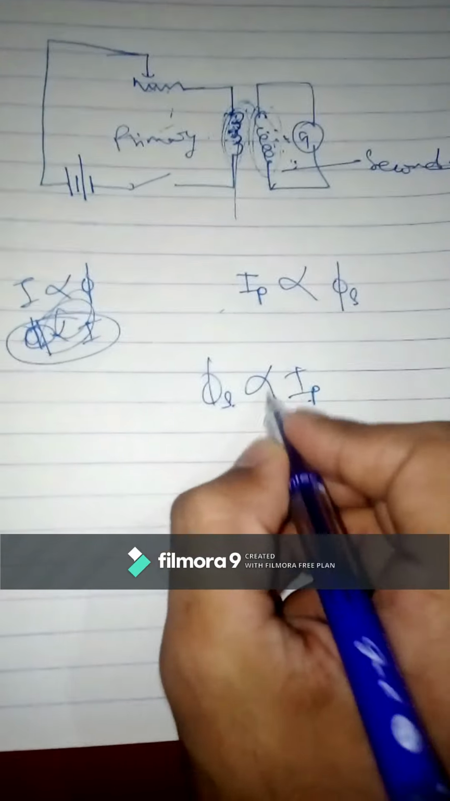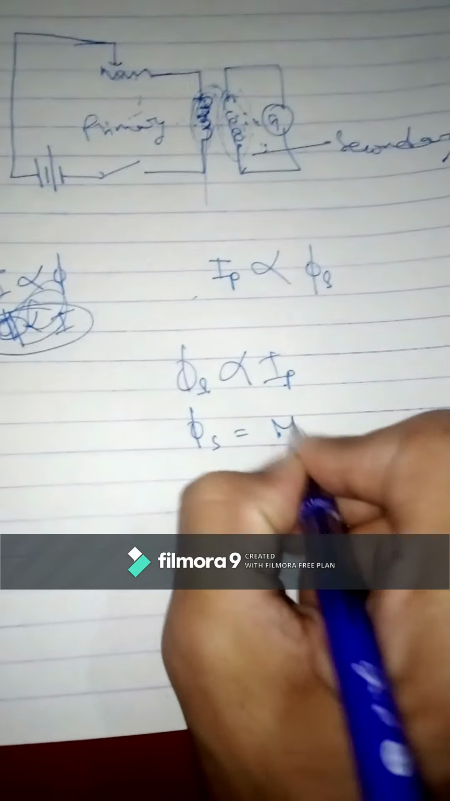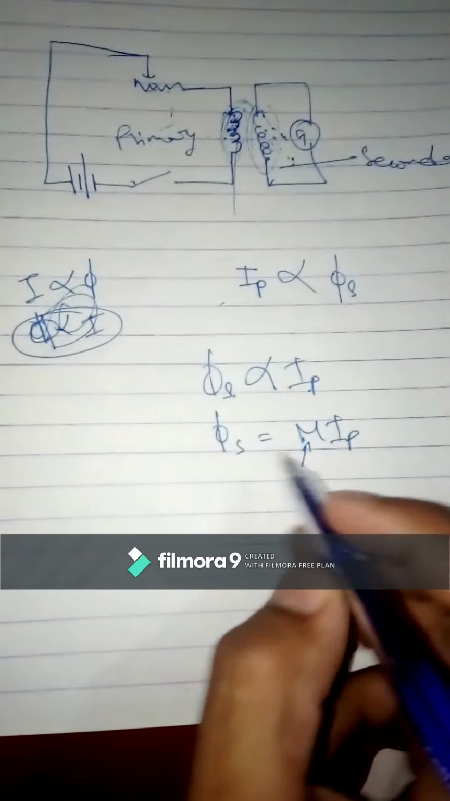The change of the current in the primary coil is directly proportional to the change of the flux in the secondary coil. Obviously, when the current here is increased, the magnetic flux linked with it increases. Similarly, the magnetic flux linked with the secondary will also increase. So phi s is directly proportional to I p, secondary coil, primary coil. Now a constant will come. That constant is M, and M is known as the coefficient of mutual induction. It is called mutual inductance.